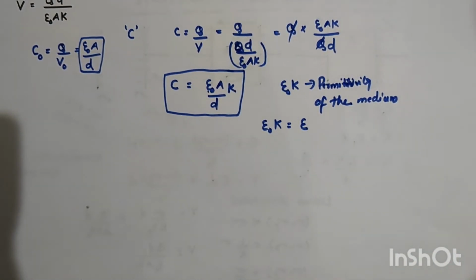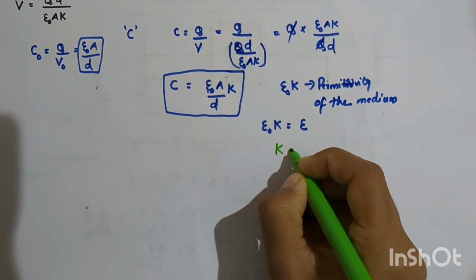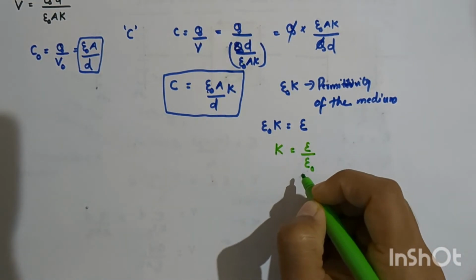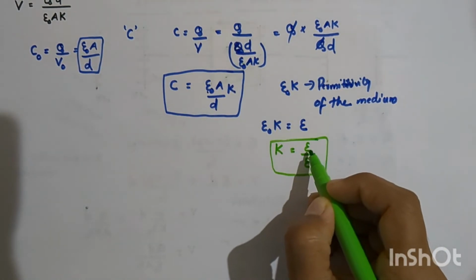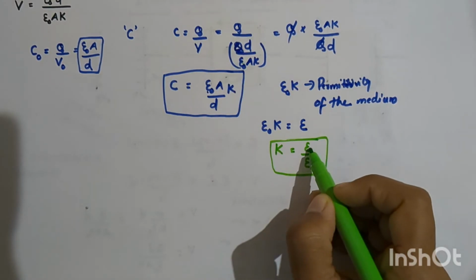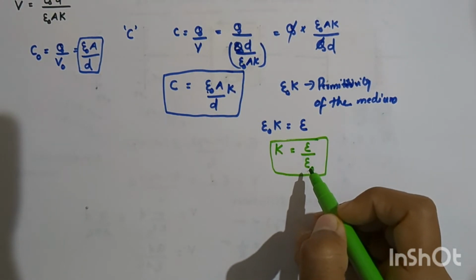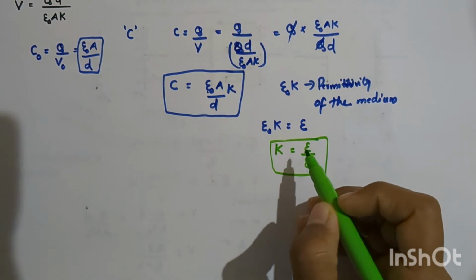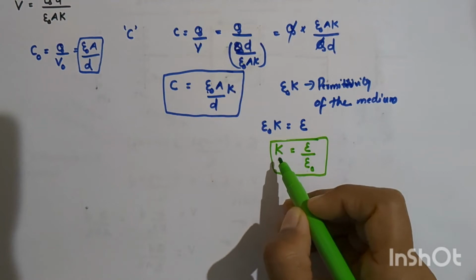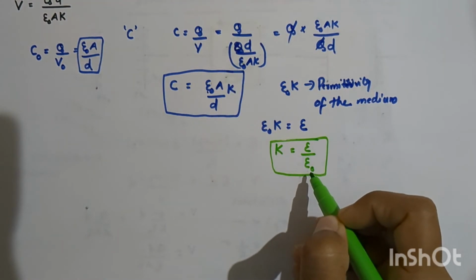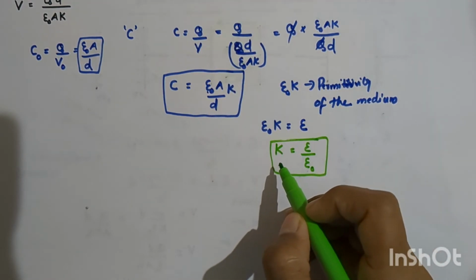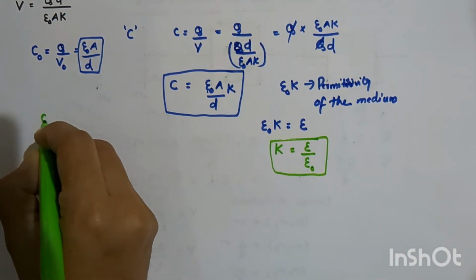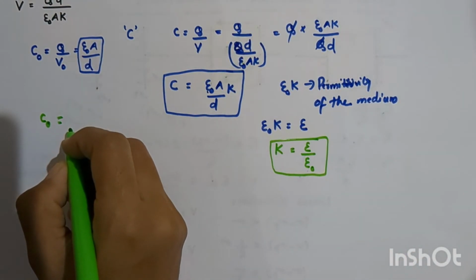Now from this equation epsilon 0 K is equal to epsilon, we can write K is equal to epsilon by epsilon 0, or E by E0. So this K is the ratio of epsilon divided by epsilon 0. Epsilon is the permittivity of the medium, and epsilon 0 is the permittivity of free space or vacuum. So epsilon by epsilon 0 is the dielectric constant K. This dimensionless ratio is called the dielectric constant of the substance.